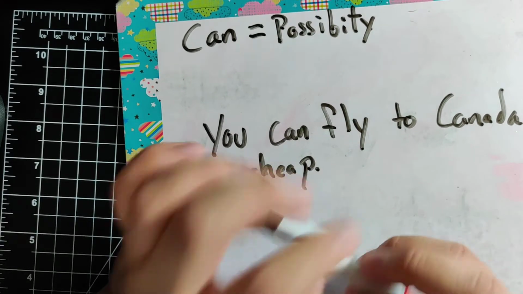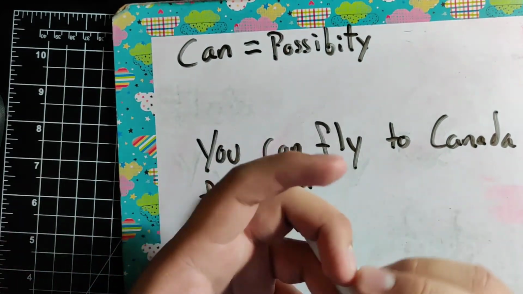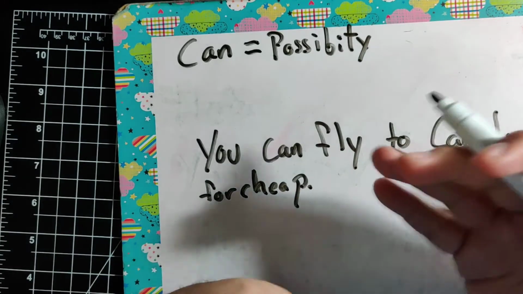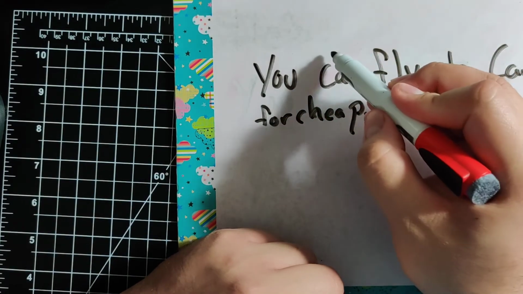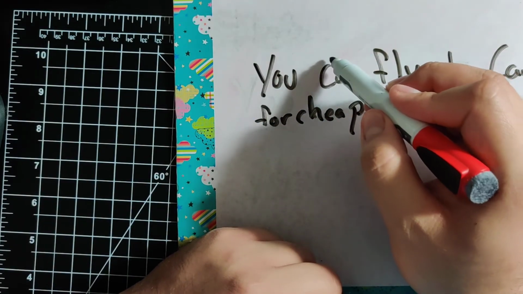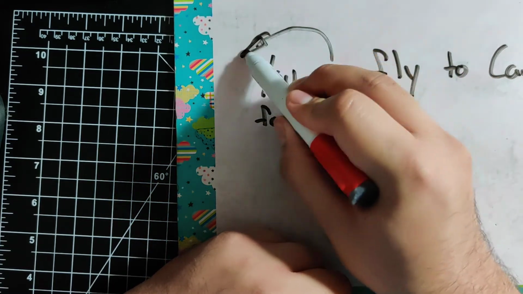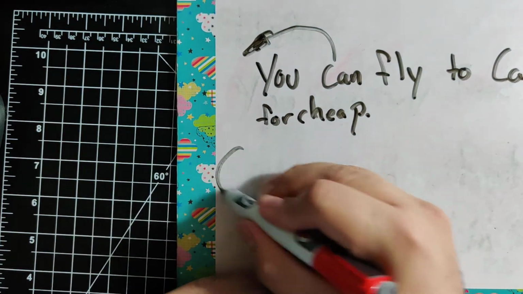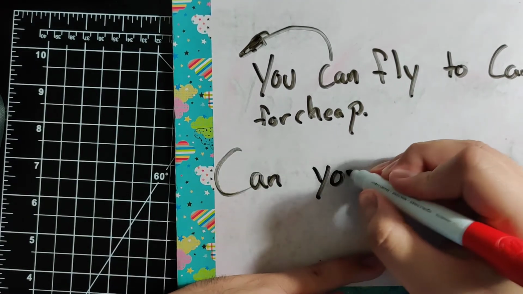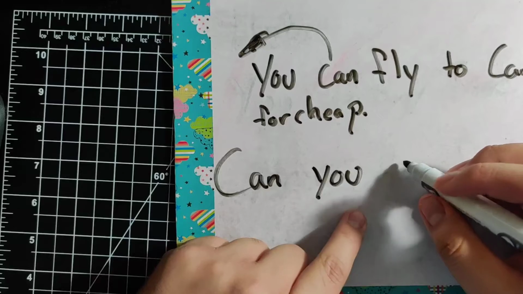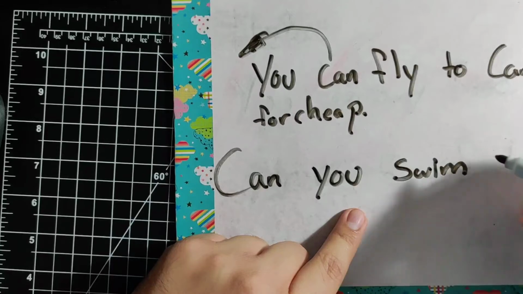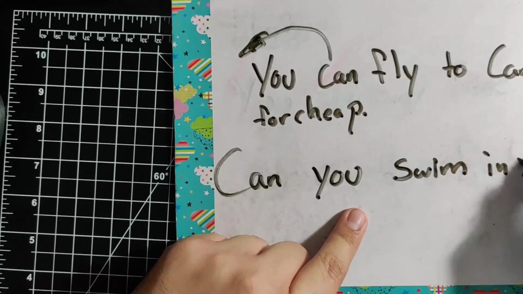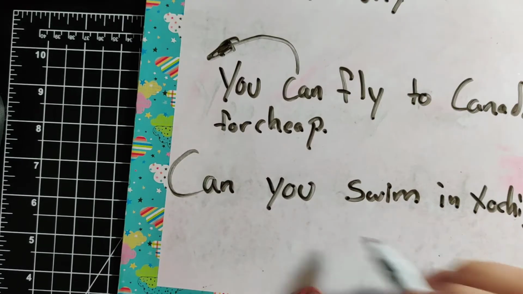So, here again, we're talking about possibility. What is possible? Now, keep in mind that you can also use this like a sentence, a question. And how would be the question? Well, it's the same way as with the verb to be. You put it before the subject. I can ask you, can you swim in Xochipilli? Can you swim in Xochipilli?